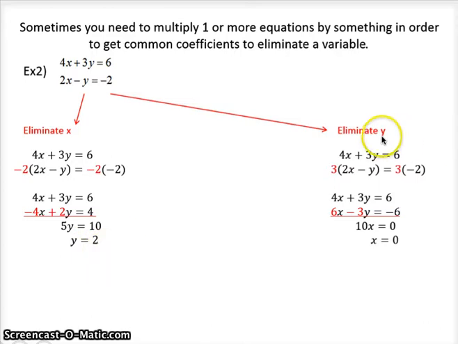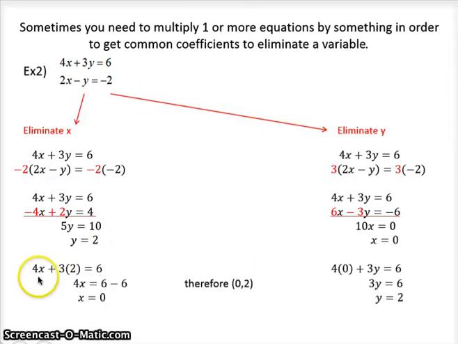If we eliminated the y and added straight down, we would get 10x, eliminating the y. 6 plus -6 is 0. Divide by the coefficient of 10, and we get the x-coordinate of 0. Once you have your one value for your variable that remains, you can plug that value into one of your original equations. So here we substituted in 2 for the y into the first equation and solved for x. Here we plugged in the x value of 0 into the first equation, and we solved for y. In either method, eliminating y or eliminating x, we got a point of intersection of (0, 2).